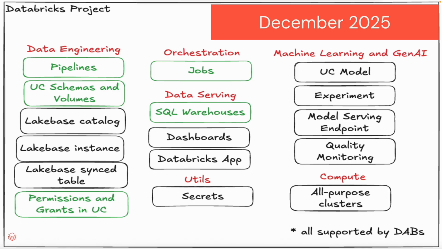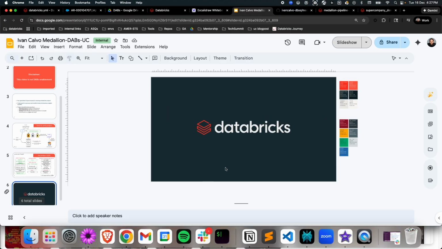And as you can see here, these are the supported resources on DABs as of December 2025. The ones highlighted in green are the resources that we are going to use. As mentioned: job, warehouse, pipeline, UC schemas and volumes, and permissions and grants in Unity Catalog. We are not going to use the other ones, but it's important to highlight that I can just add them into my project. So let's get started.